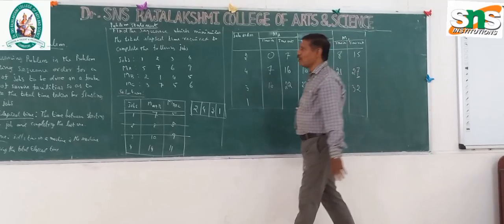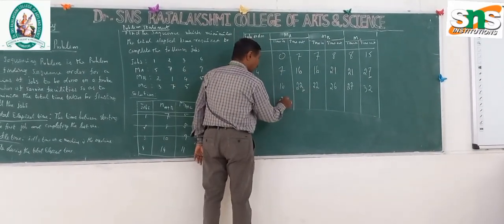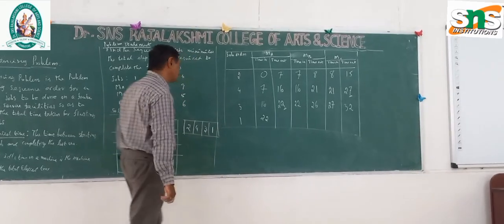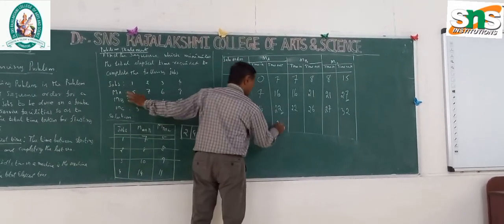Next, the first job on machine 1. When we start here, it is 22. After 22 hours, the first job on machine 1 takes a duration of 5 hours. So 22 plus 5 is 27.